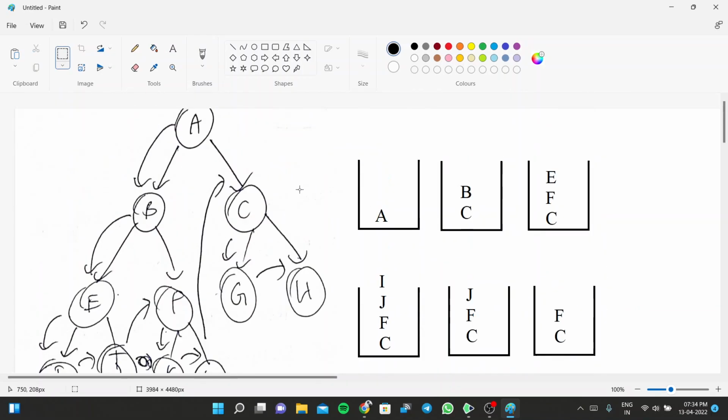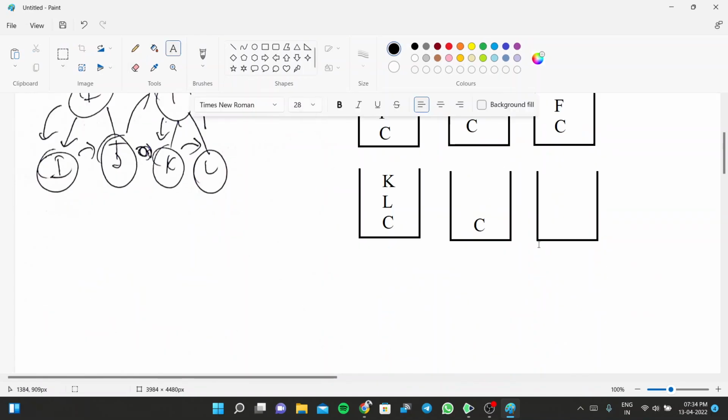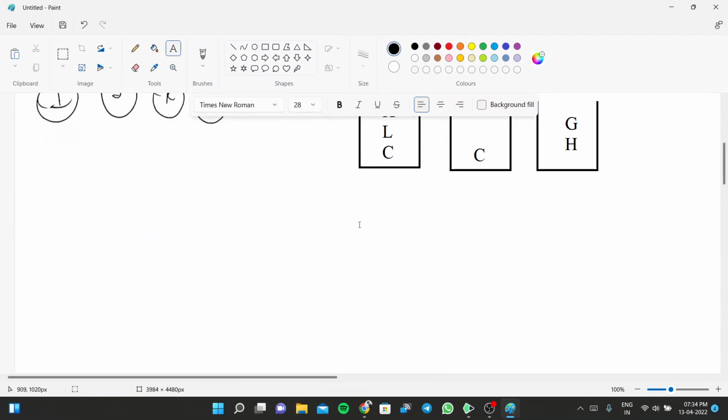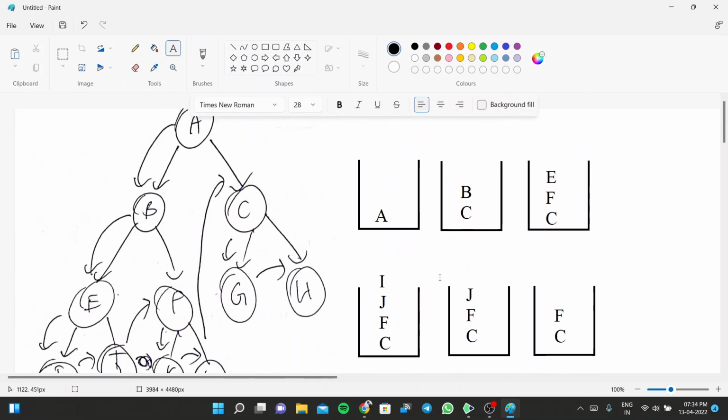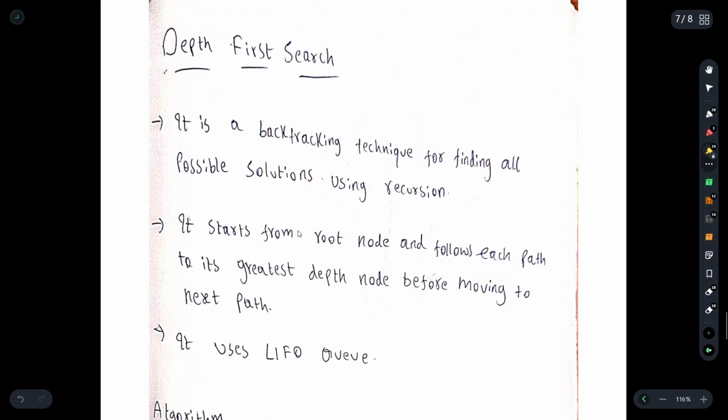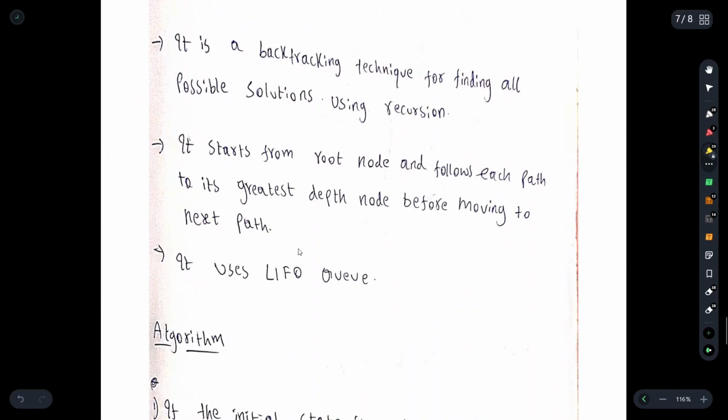After removing C, we have G and H. So we will write G, H. G does not have anything either. So finally we will remain with H, and after removing H we will not have anything. So in this way it is going to follow this particular way for searching in the depth first search algorithm.